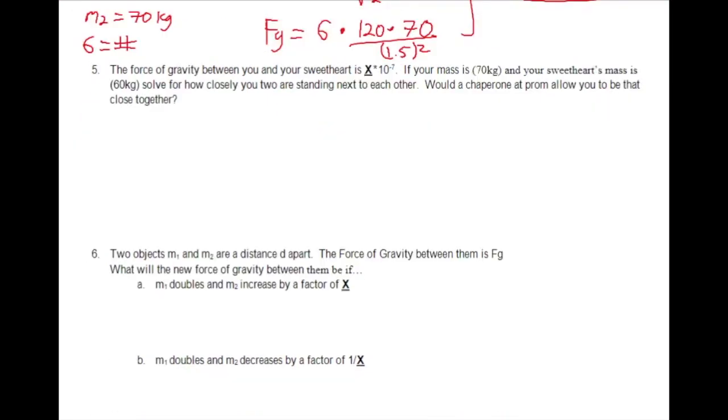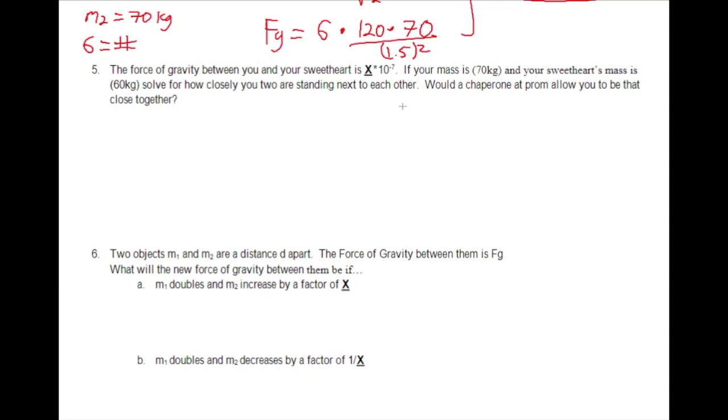All right, let's take a look at number 5 now. It says the force of gravity between you and your sweetheart is x times 10 to the negative 7th. If your mass is 70 kilograms and your sweetheart's mass is 60 kilograms, solve for how closely you two are standing next to each other.